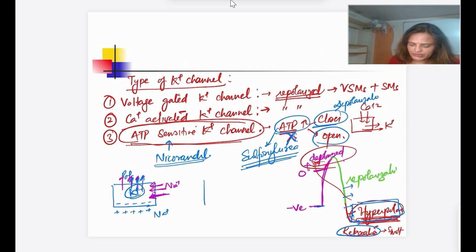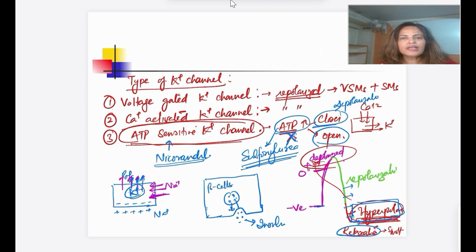So suppose this is a pancreatic beta cell. Here the insulin is stored. What will happen? This membrane gets fused with this. Then there is an efflux of the insulin. This is a pancreatic beta cell.